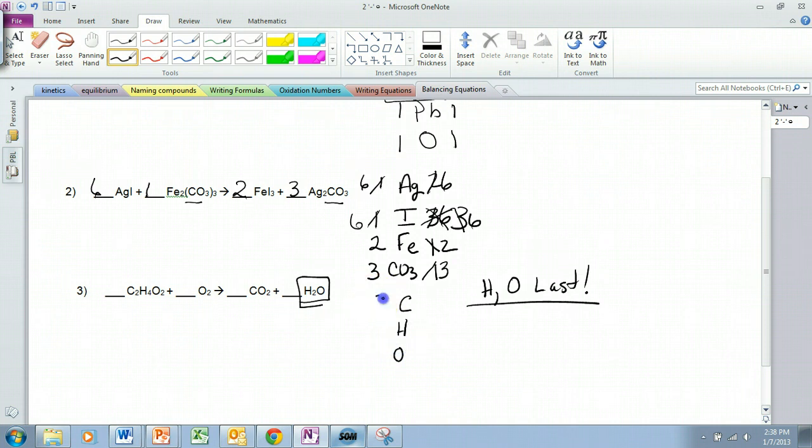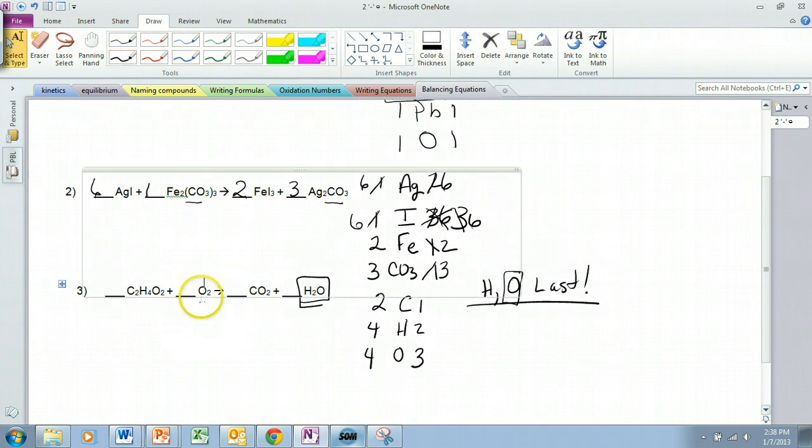And so I have carbon, hydrogen, oxygen. So I have 2 carbons, I have 4 hydrogens, and I have 2 oxygens here and 2 oxygens here for a total of 4 oxygens. On the other side, I have 1 carbon, I have 2 hydrogens, and I have 1 here and 2 there, which makes 3. So the very last thing I'm going to want to do is this oxygen, because I have it by itself over here, and that's very helpful. Okay, so I'm going to do carbon.